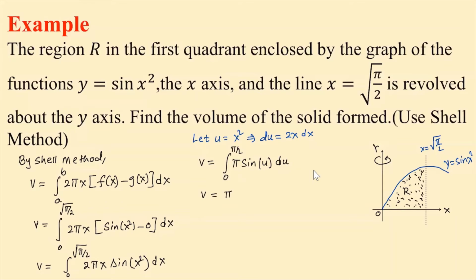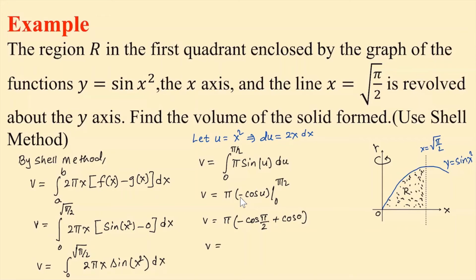V equals pi times the integral of sine u with respect to u, which is negative cosine u. And we need to evaluate this between 0 and pi over 2. So the volume will be equal to pi multiplied by, in order to simplify this, we plug in the upper limit first: negative cosine pi over 2, minus, we are subtracting a negative, so it will be plus, and if we plug in the lower limit, that will be cosine 0.